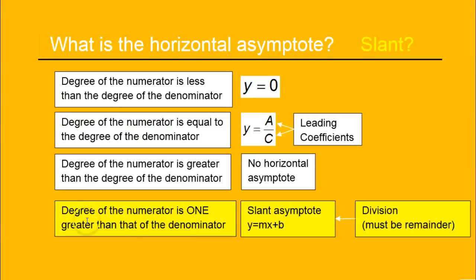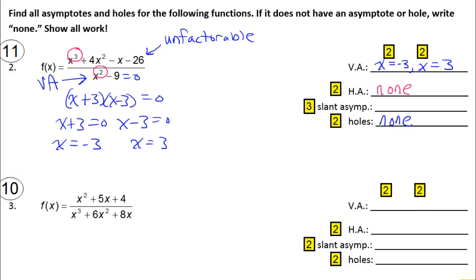Now, on the other hand, if the degree of the numerator is 1 greater than the degree of the denominator, then there might be a slant asymptote of the form y equals mx plus b. We'll find it using division, and it's important that there must be a remainder. Otherwise that means somehow this did divide in evenly. So let's do our division to find the slant asymptote, because the numerator degree is 1 more than the denominator. So it's very possible that there is a slant asymptote.